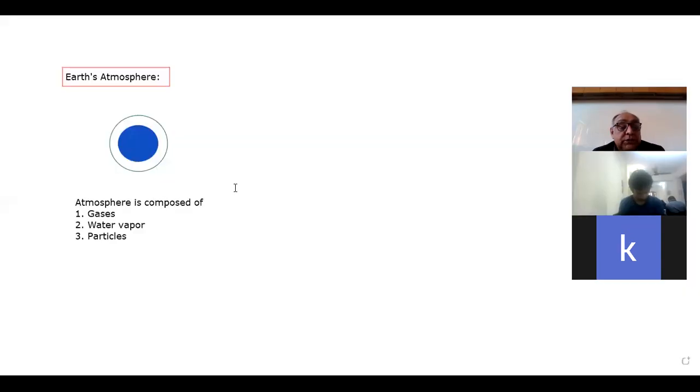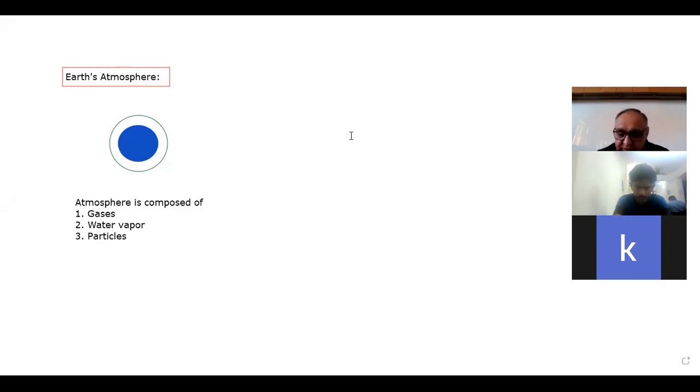Right. So yesterday we discussed Earth's atmosphere. I told you that the atmosphere of Earth is the envelope of gases around the Earth. The atmosphere comprises gases, water vapor, and particles as well, right?